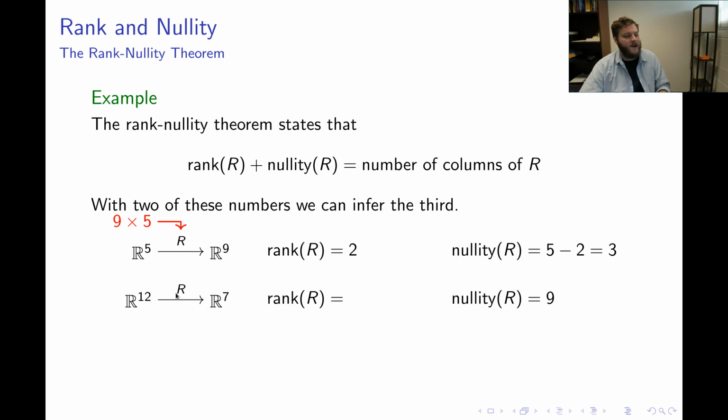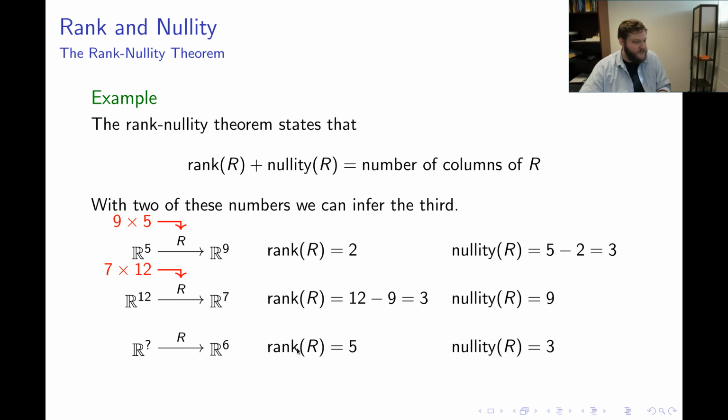Here's a different situation. Let's say in arrow notation, R goes from R12 to R7. Let's say we don't know the rank, but we know the nullity is 9. Well, this arrow notation is the same thing as saying that this matrix is 7 by 12, so there are 12 columns here. What should the rank be? According to the rank-nullity theorem, it should be the number of columns minus the nullity. Well, the number of columns is 12, and 12 minus 9 equals 3.